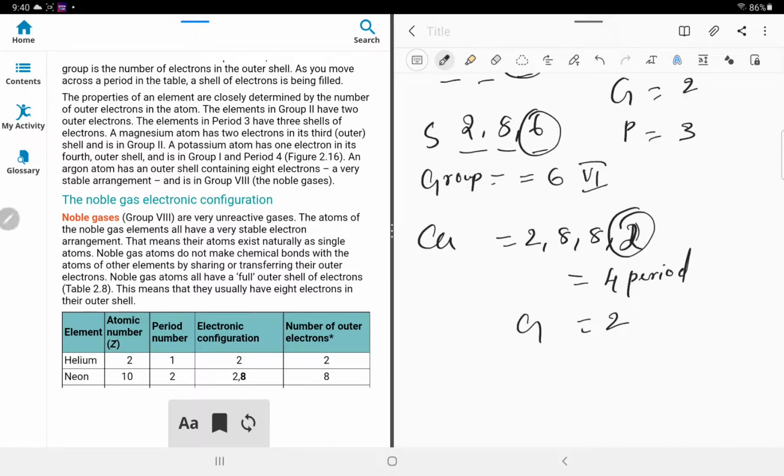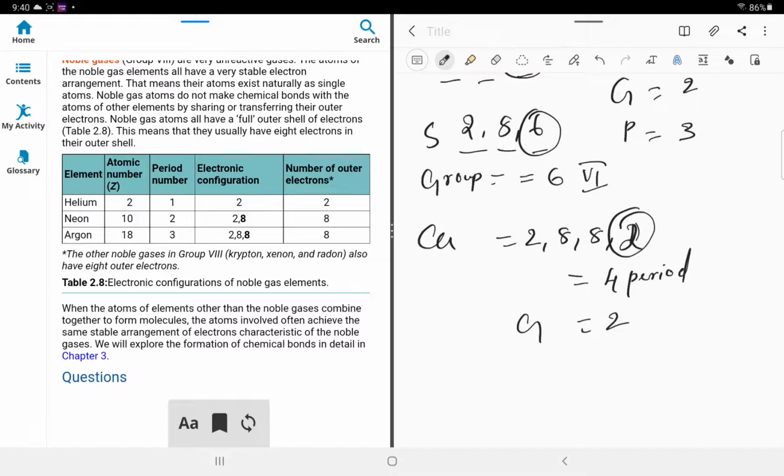Okay, so the noble gas atoms do not make chemical bonds with other atoms by sharing or transferring their electrons. Noble gas atoms all have a full outer shell of electrons. This means that usually a full outer shell of electrons, that is 8 electrons in the outermost shell. Right, helium has 2, since the first shell can occupy a maximum of 2. For all the others, as we said, the maximum number of electrons that can occupy the outermost shell is 8. So 8 is what comes.